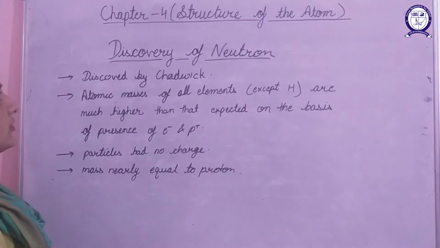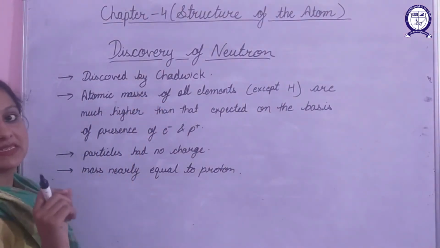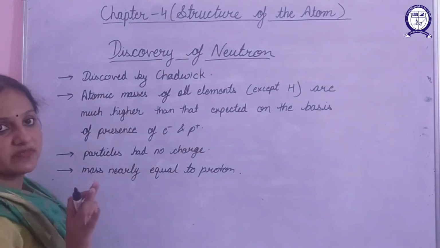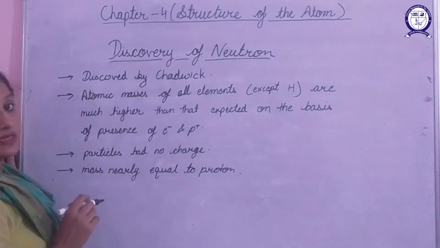Next is the discovery of the neutron. The neutron is a neutral particle present inside an atom. That means it does not have any charge. It was discovered by a scientist named James Chadwick.